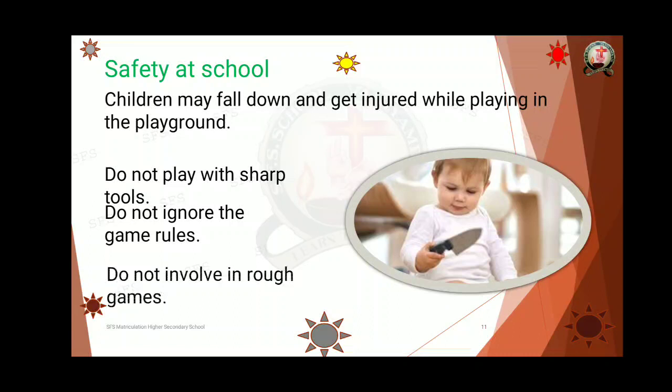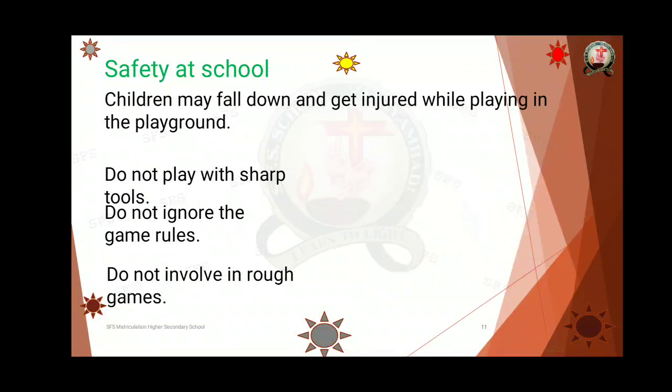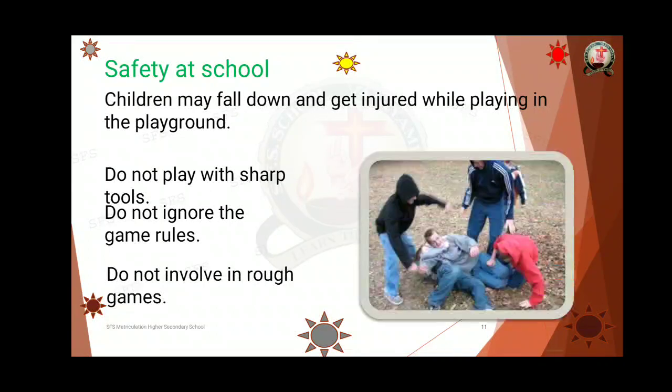Do not involve in rough games like fighting with friends, climbing the trees, running, chasing, or throwing stones at each other. These are all rough games, so don't play rough games. While playing these, you will also get injured.